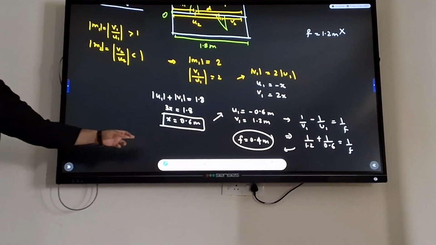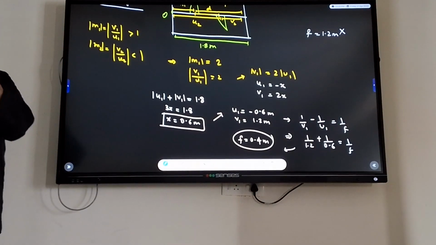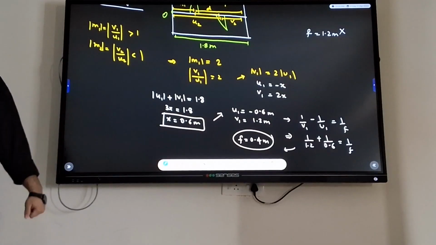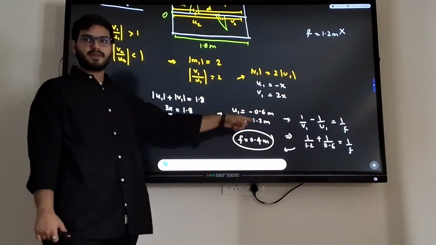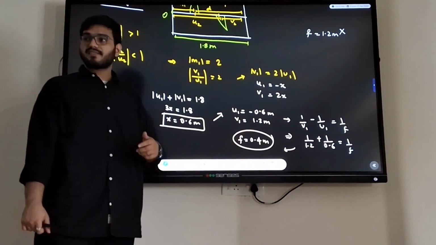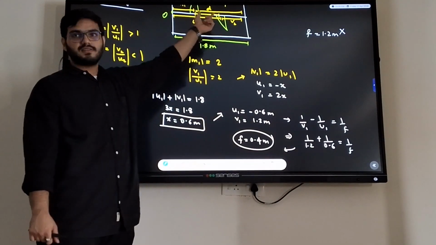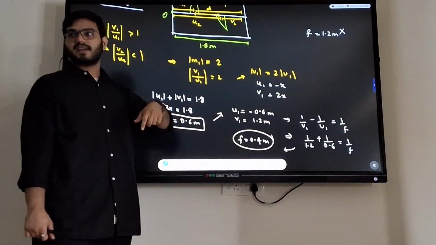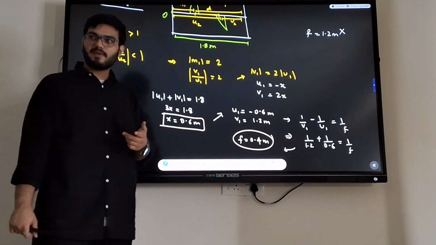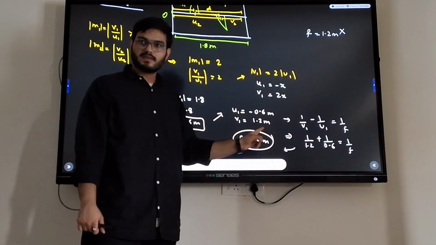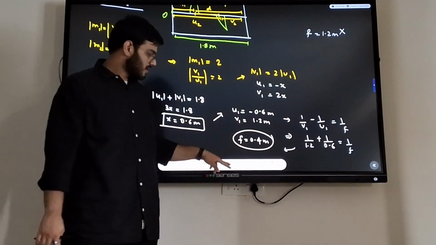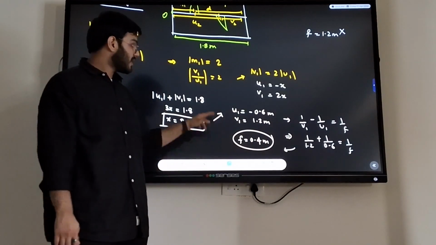Yes. Any problems here? Up until now, which lens did I use? I used only lens L1 because I talked about M1. Now they are asking to find the distance D, and for that I will use lens L2. Also, I will use the fact that both of them will have the same focal length. Yes, everybody understands this?